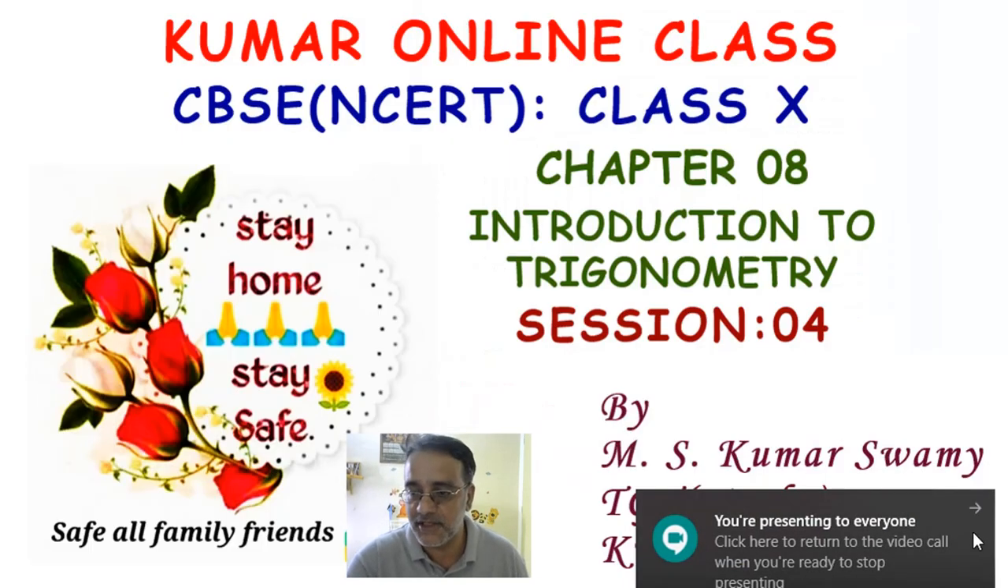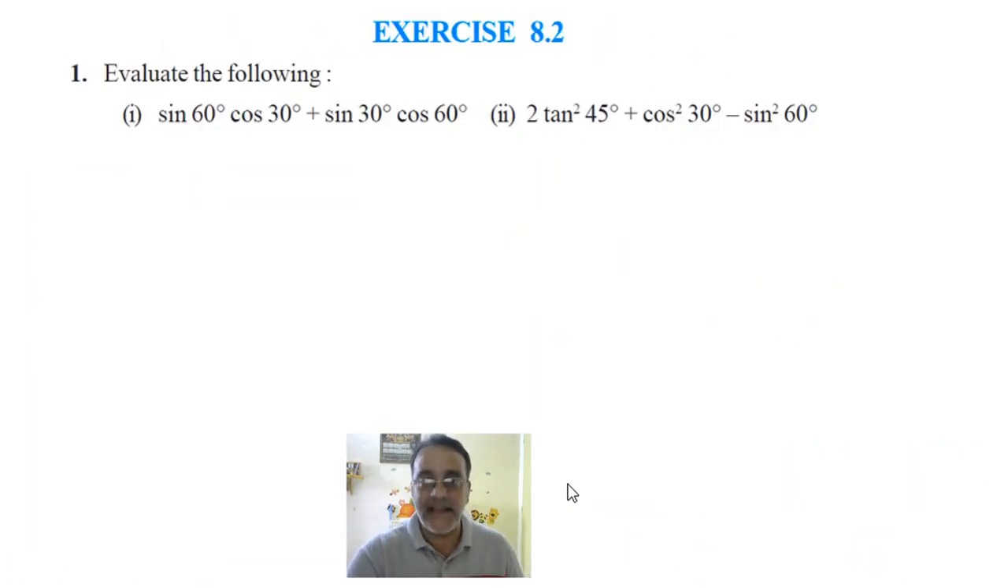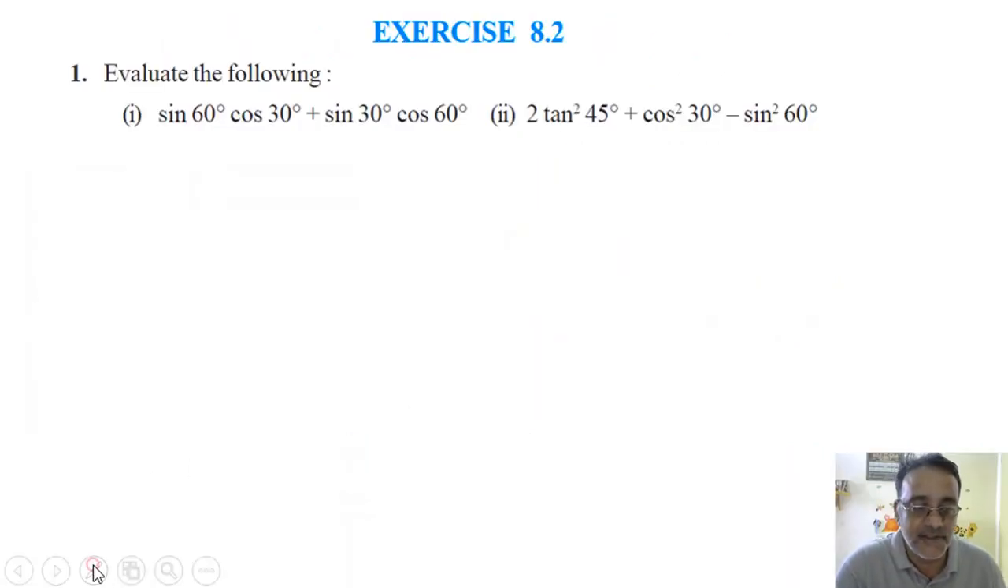Today we are going to start session number 4 of chapter number 8, Introduction to Trigonometry, and we are going to complete exercise 8.2. So this is the first question. There are 2 bits, 5 bits are there, I think. Let us complete the 2 bits. So first bit: sin 60 cos 30 plus sin 30 cos 60.